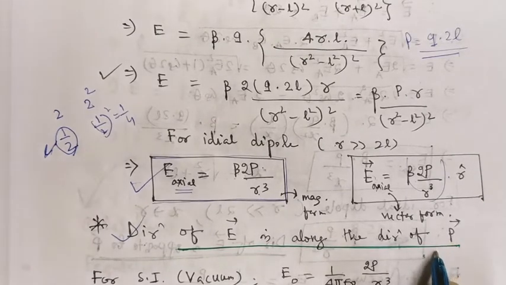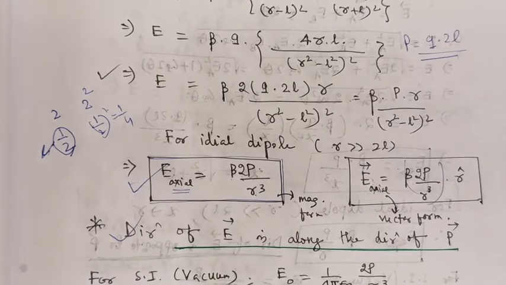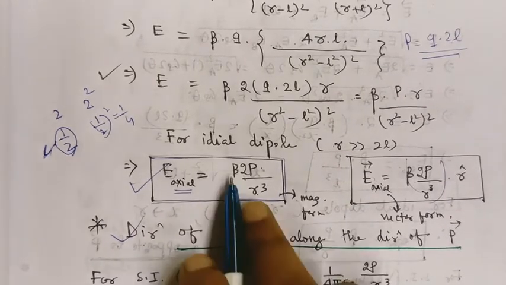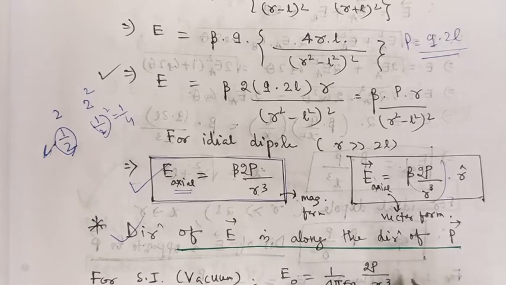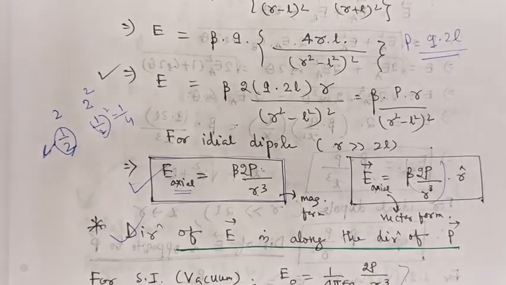If in a problem you are asked to work in the SI system in vacuum, then instead of beta you will write 1 by 4 pi epsilon 0, times 2p by r cubed. In the CGS system, you can write only 2p by r cubed, as usual, as we have written for electric field intensity or Coulomb's force.